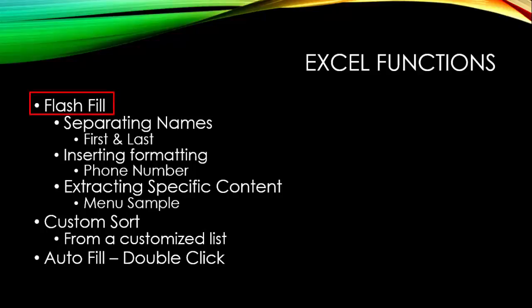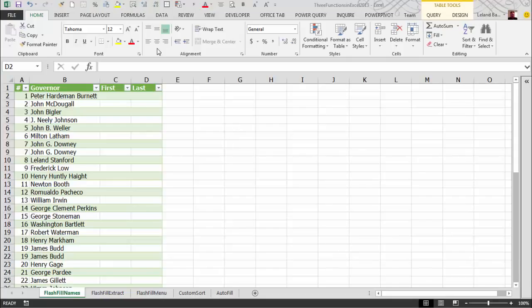First one we're going to look at is Flash Fill, and 3 separate versions of that because it's a very, very powerful feature, new in 2013. We're also going to look at Customize Sort and how to do that from a customized list, a very useful function for things that aren't always in alphabetical order or numerical. And the last one is autofill, being able to fill a column of cells with a formula with just a double click.